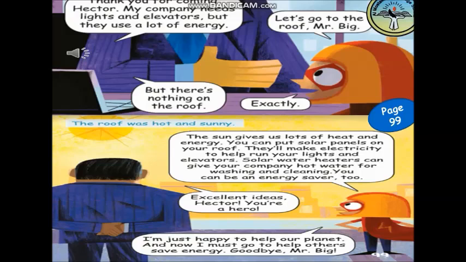The sun gives us lots of heat and energy. You can put solar panels on your roof. They'll make electricity to help run your lights and elevators. Solar water heaters can give your company hot water for washing and cleaning. You can be an energy saver too.